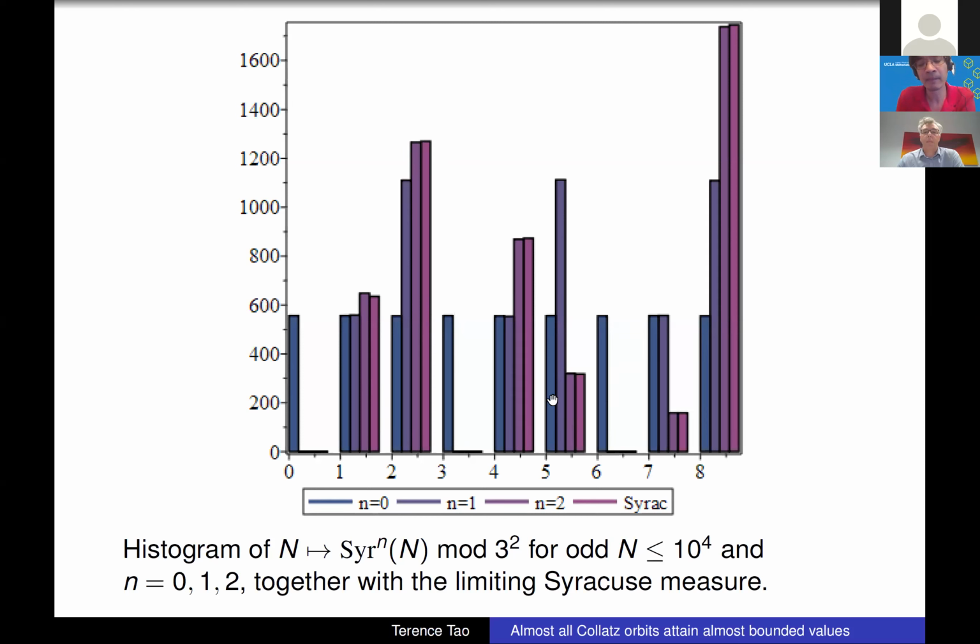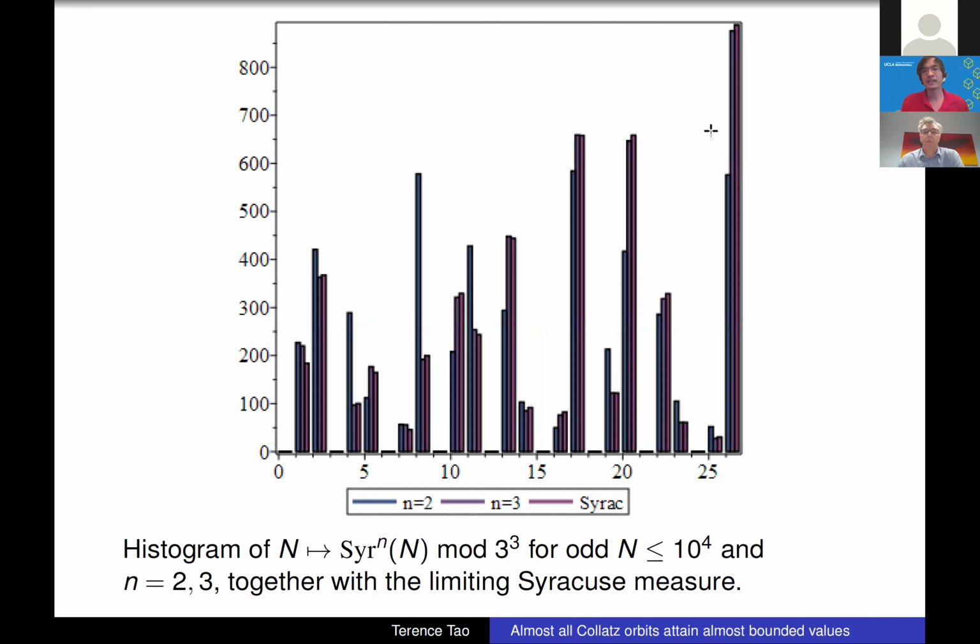Okay, so there are certain extra biases mod 9, and again, there's a theoretical limit for what the distribution should be. And the final bar is something which I call the Syracuse measure on Z mod 9Z. And you can see already by the second iterate, it's a very good convergence to that limiting distribution. So there is a bias, but the bias converges to something predictable. I'll give you a formula for it in just a second. And then finally, the same picture in mod 27. Again, after iterating, there are biases, but the biases converge to something predictable.